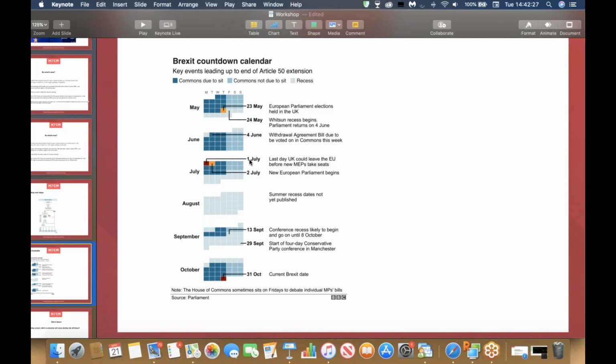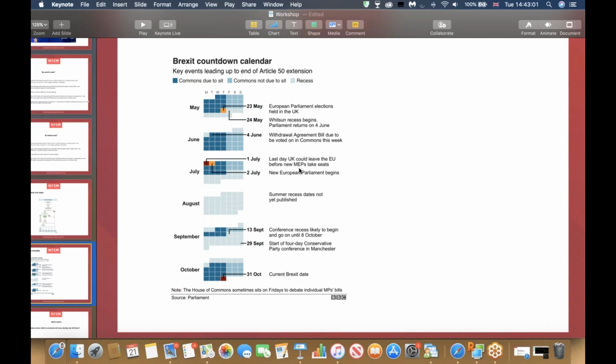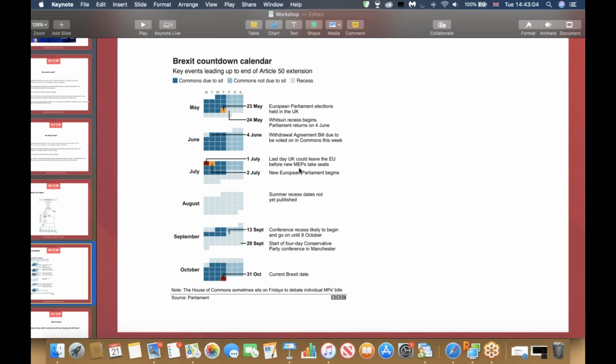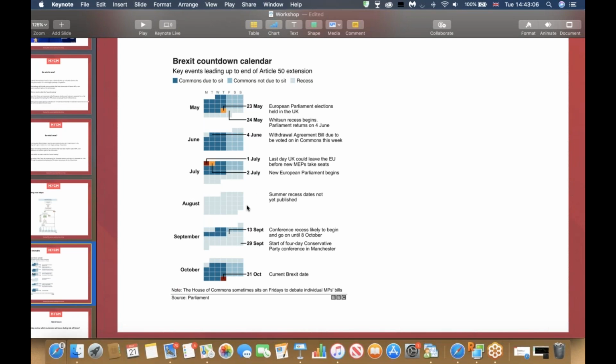Okay. Then the 1st of July is the last day the UK could leave the EU before new members of the European Parliament take their seats. Then the new European Parliament begins, and because Britain is still within the EU, we will, in a very strange course of events, be having our own MEPs. We will be having elections for British candidates in the European Parliament, and a lot of those seats will likely be won by people who want Britain to leave. So it's really disastrous in terms of the political scene.